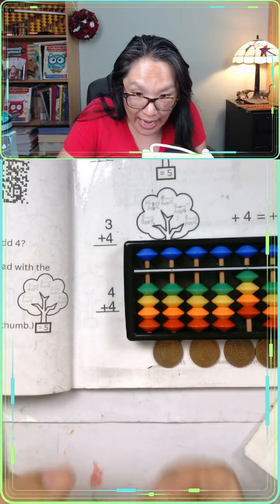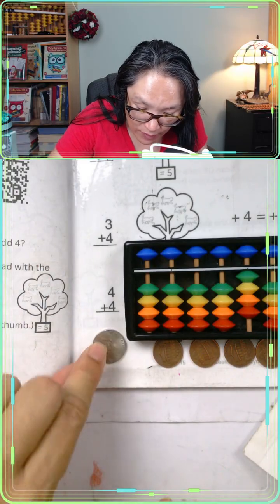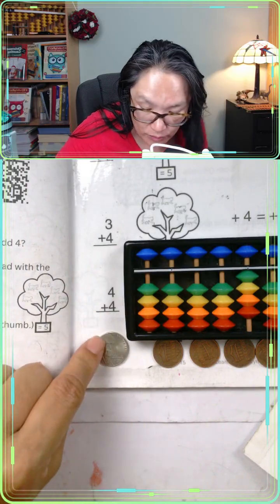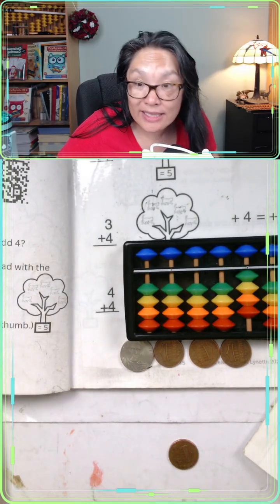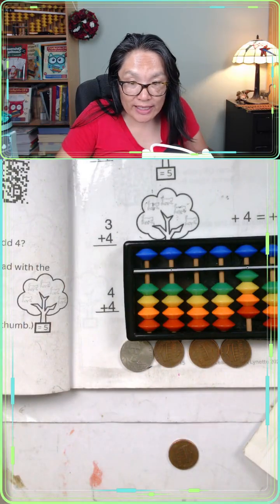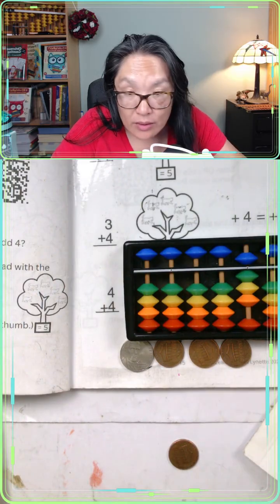So guess what? I have a nickel. I'm going to give you my nickel, but that's too much. A nickel is worth 5 cents. Because it's worth 5 cents, that's too much. I need to take away 1. So I take away 1. My final answer is 8. 5, 6, 7, 8. I could show you again with my abacus. Add the 5, take away the 1.